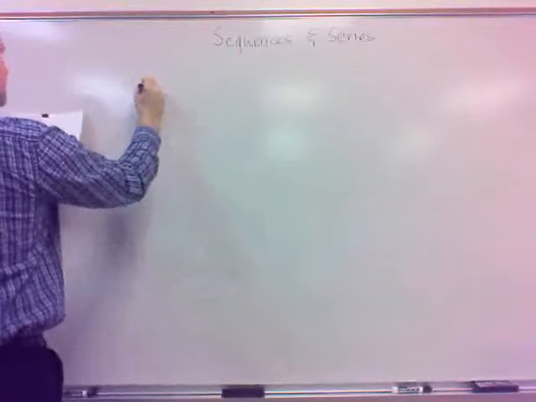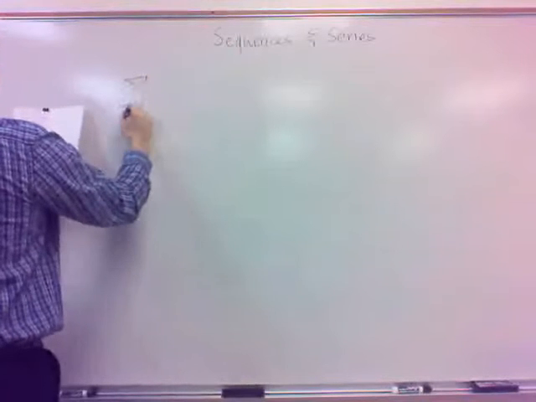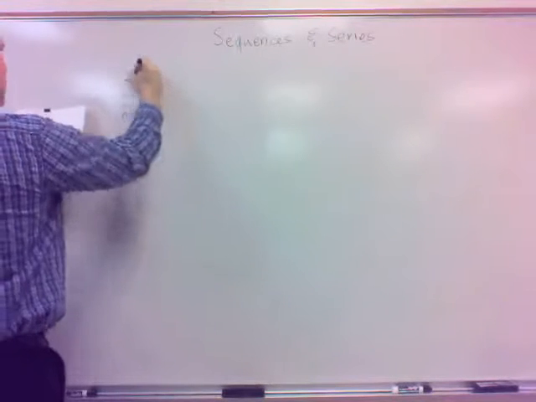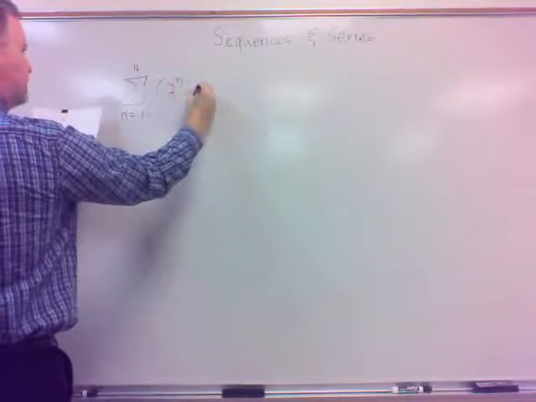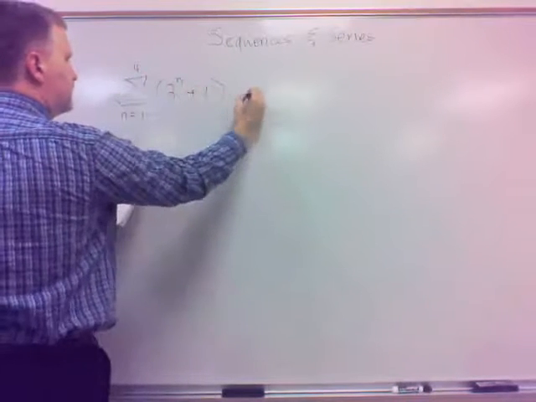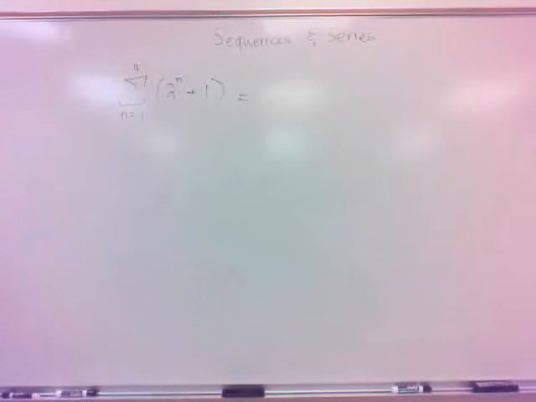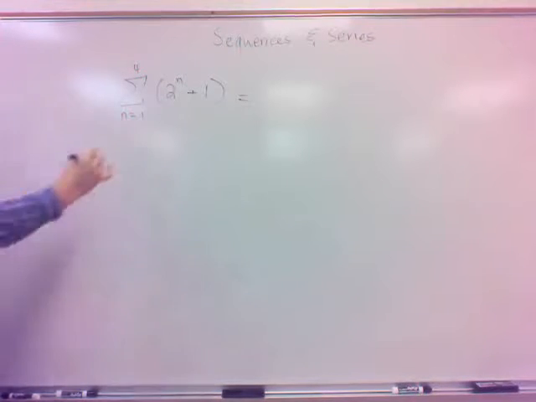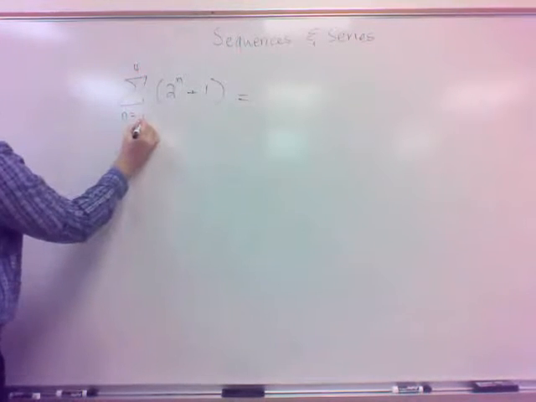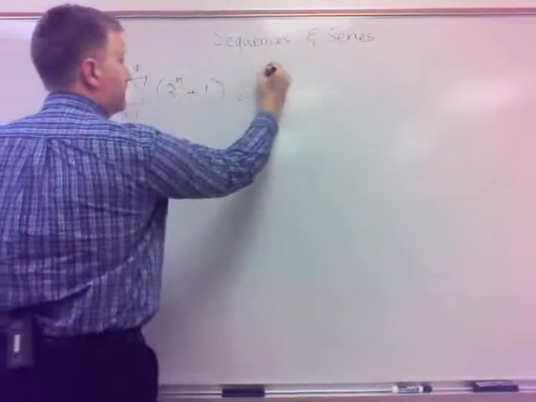Let's say I've got the summation n equals 1 to 4 of 2 to the n plus 1. What does that equal? Well, just go term by term. In this case, I'm starting at n equals 1, so what's the first term? 2 to the 1 plus 1?